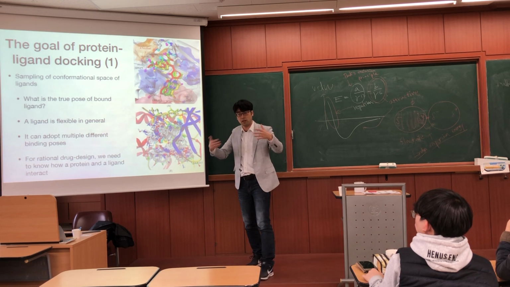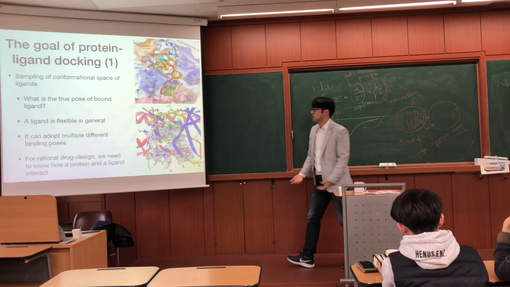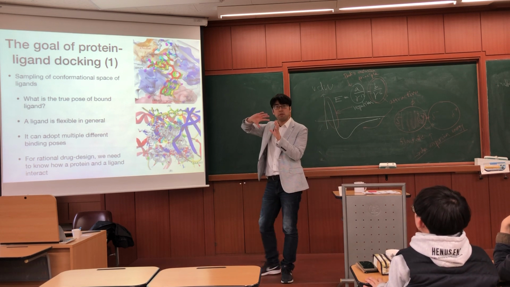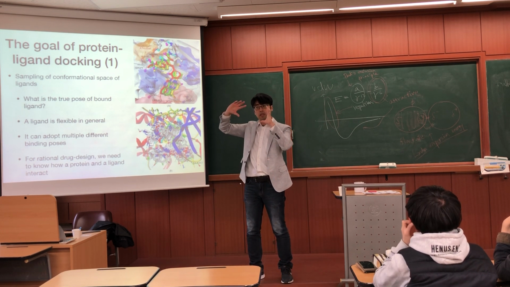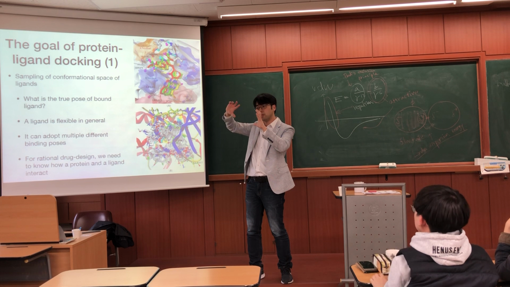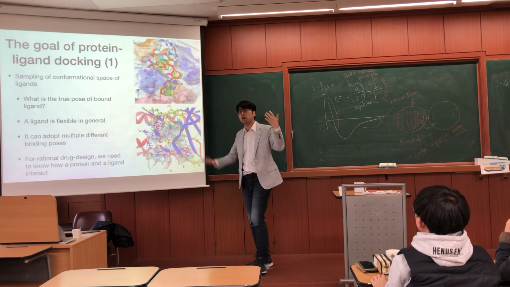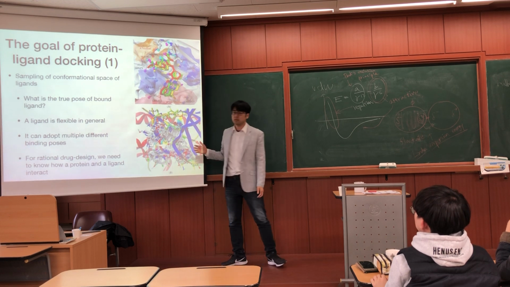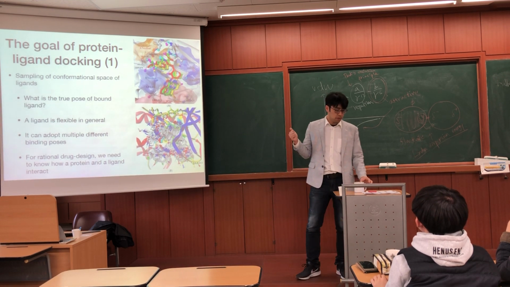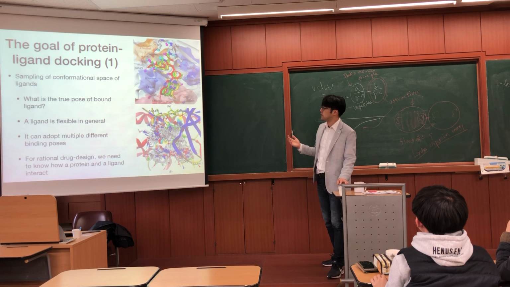So as you have already learned in organic chemistry class, if you have many rotatable bonds, the ligand can have multiple, many different structures. So we have to consider all those possibilities. That's why the problem gets very complex in general.